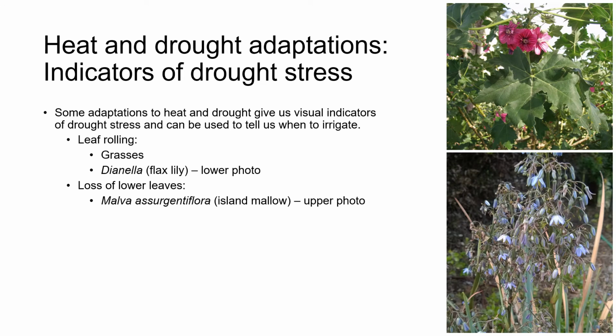Some adaptations to heat and drought can give us visual indicators of drought stress and can be used to tell us when to irrigate. For example, the inward leaf rolling in some of the monocots and the loss of lower leaves in plants like island mallow, pictured here on the right, are good indicators that it may be time for us to give the plants some more water.